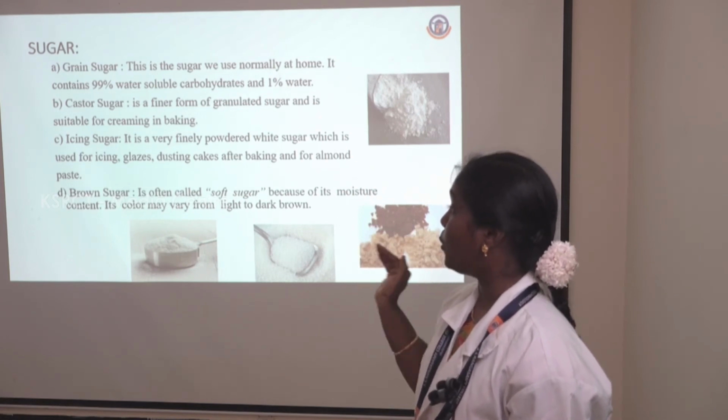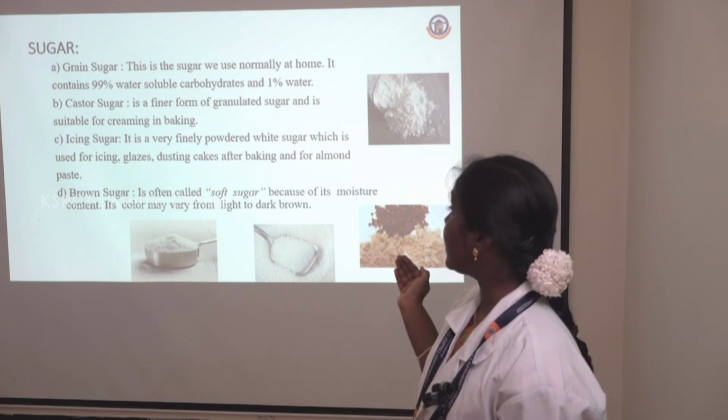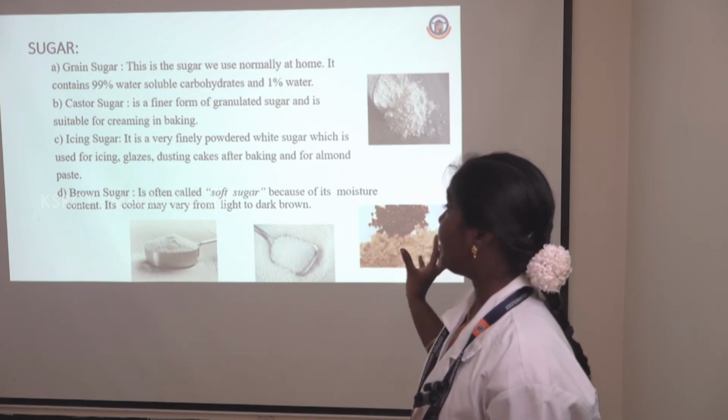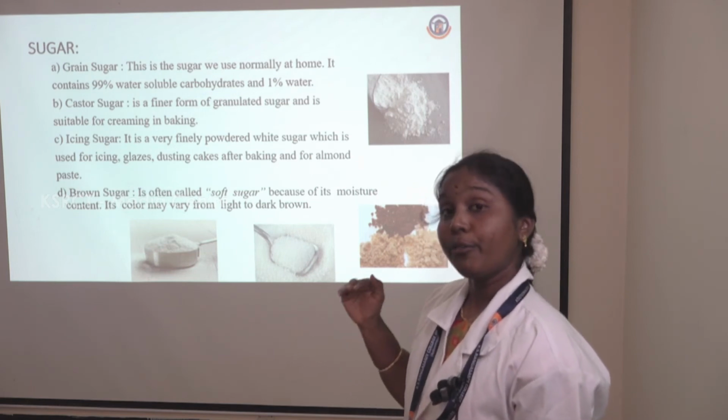If you come to brown sugar, as all of you know, brown sugar is also called soft sugar. It comes from sugar cane. It has a unique color and also a unique flavor.